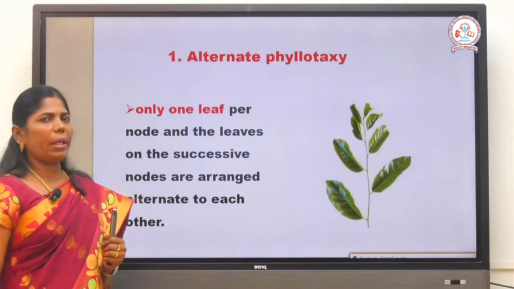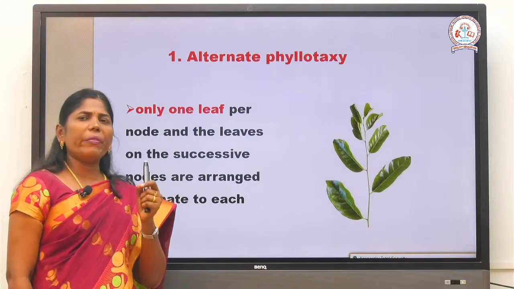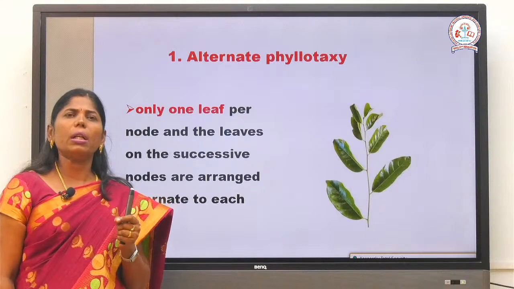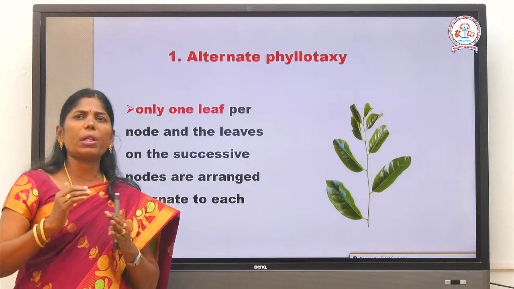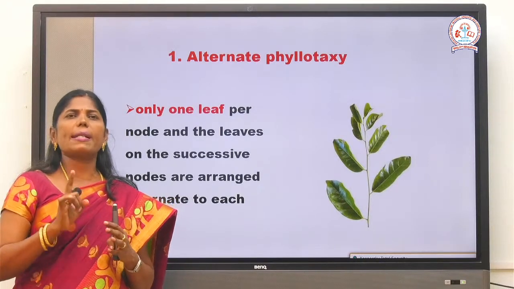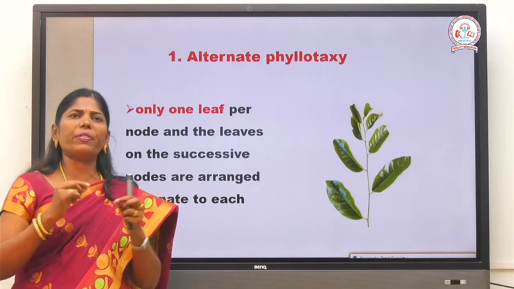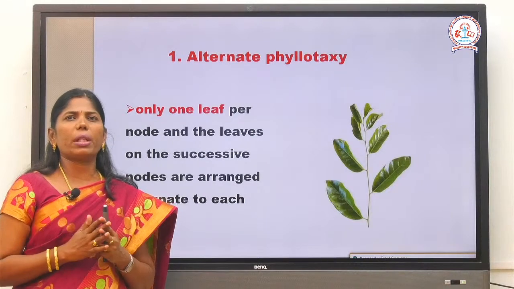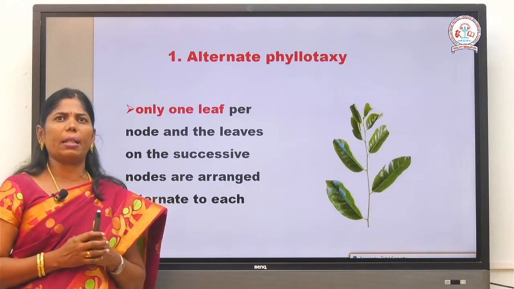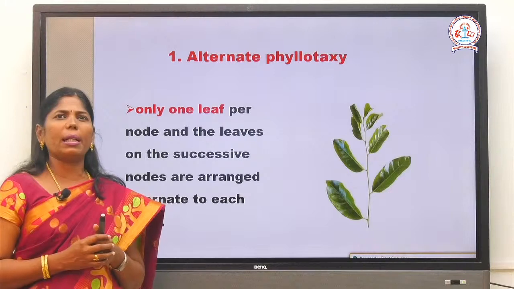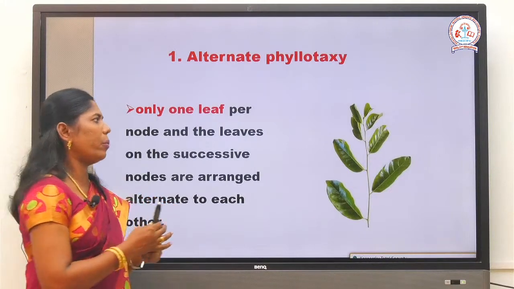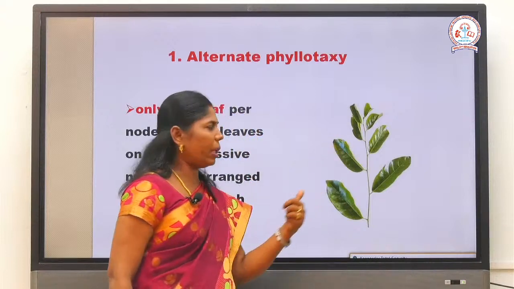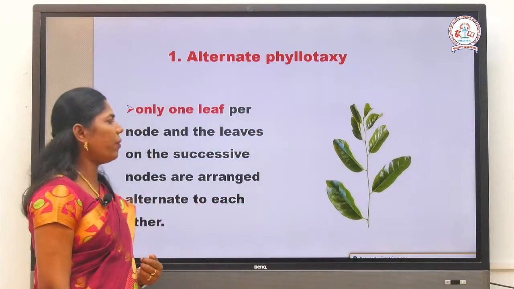So what is alternate phyllotaxy? Each and every node gives a single leaf. A single leaf is arranged on the node, and that is the alternate condition. If a node has two leaves, that is considered opposite phyllotaxy. But here only one leaf per node, and the leaves on successive nodes are formed successively. That is alternate phyllotaxy.